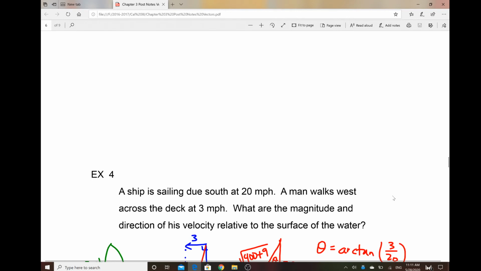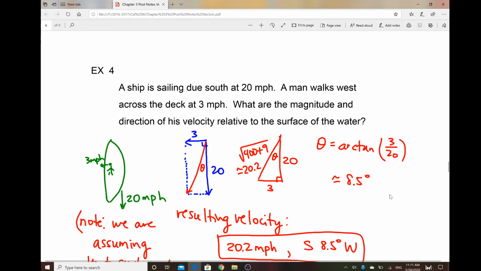So now let's look at the other example we have. A ship is sailing due south at 20 miles per hour. A man walks west across the deck at 3 miles per hour. What are the magnitude and the direction of the velocity relative to the surface of the water? If you try to roughly draw the diagram, here's the person walking 3 miles per hour, and the ship is sailing due south at 20 miles per hour. So let's draw the diagram more precisely.